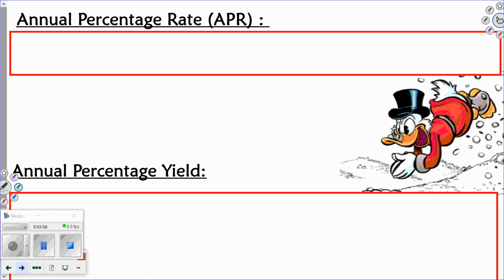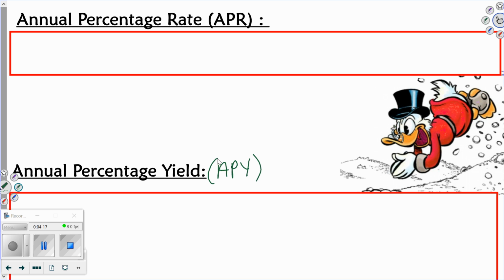All right. So we're also going to talk about the annual percentage rate and the annual percentage yield, APR and APY. Have you guys heard of those two terms before? You've probably seen them on bank things, right? The APR or the APY, and you're like, I don't know what that is.